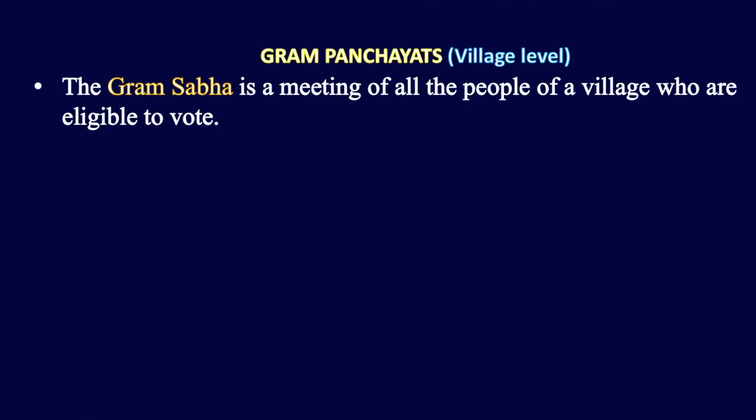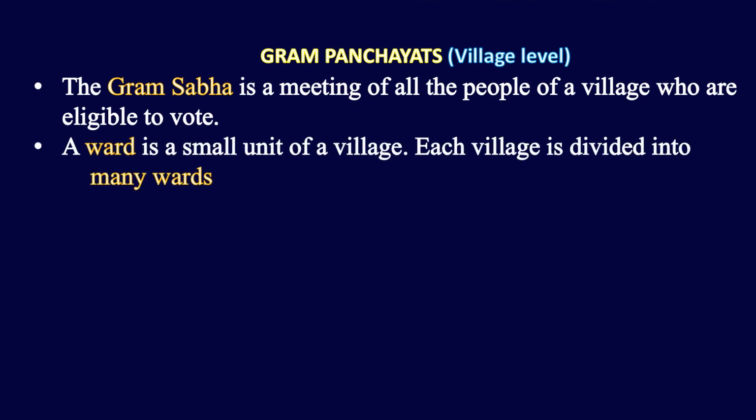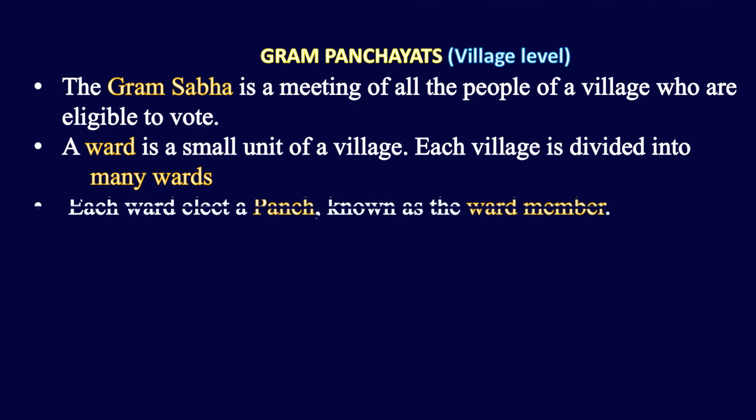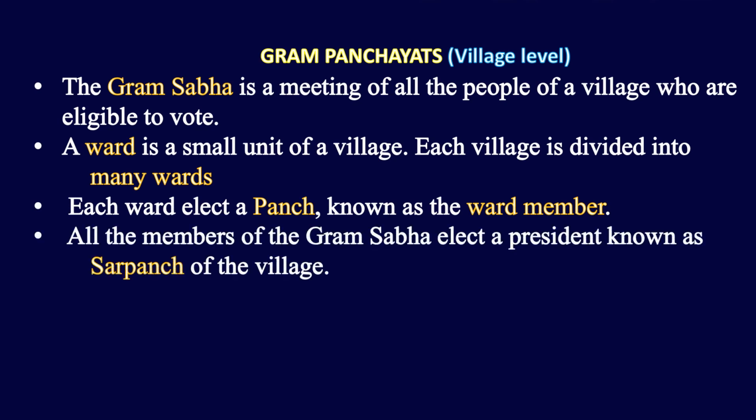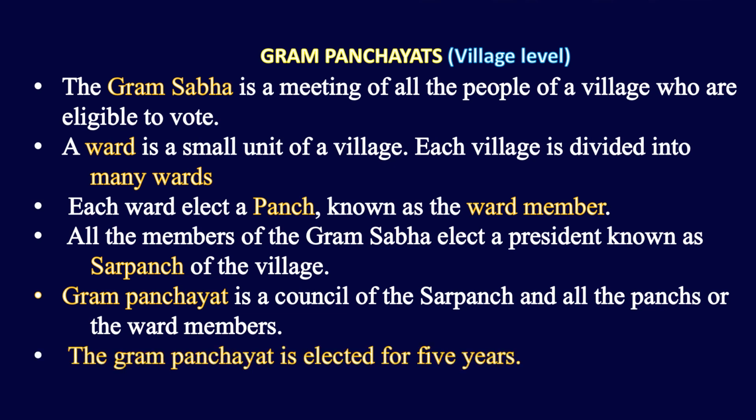So the Gram Sabha is a meeting of all the people of a village who are eligible to vote. And a ward is a small unit of a village. Each village is divided into many wards. Each ward elects a Panch known as the ward member. All the members of the Gram Sabha elect a president known as Sarpanch of the village. And what is Gram Panchayat? Gram Panchayat is a council of the Sarpanch and all the Panchs or the ward members. So I think you understood what is Gram Panchayat. And the Gram Panchayat is elected for 5 years. All the members of Gram Panchayats are elected for 5 years. After 5 years, again the elections of Gram Panchayats are held and the members are elected.